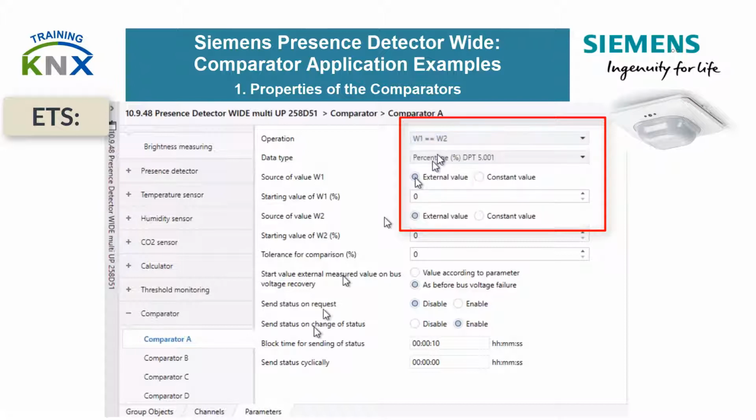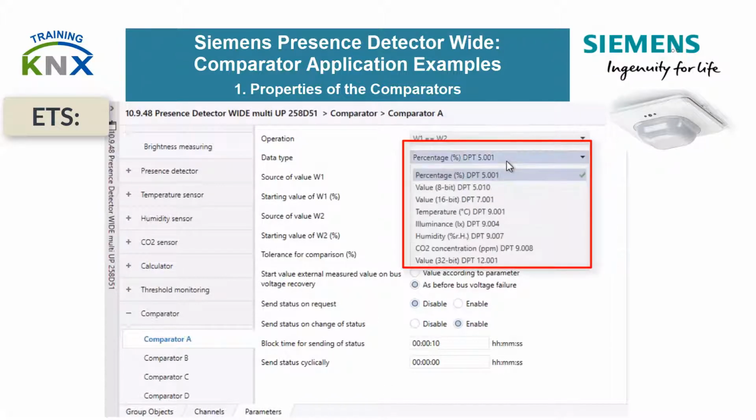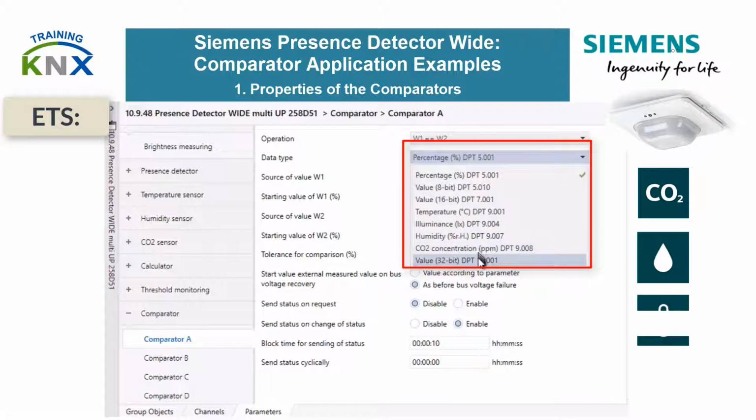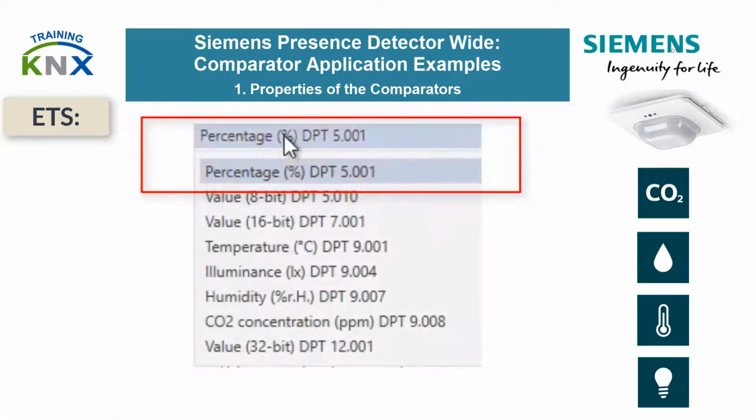Which data point types can be compared? These are the analog floating point numbers in 16-bit format, as well as all positive counter values in 8, 16 and 32-bit. So, in principle, they are all values that are detected by the sensors implemented in the presence detector white. Here you can see the adjustable data point types.